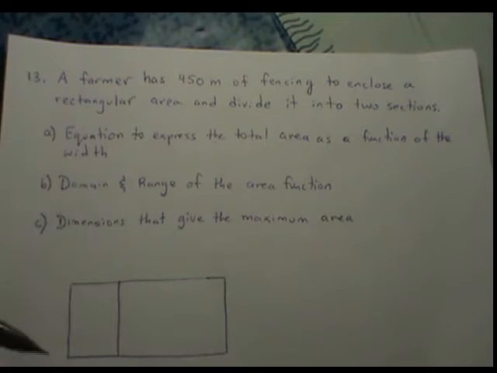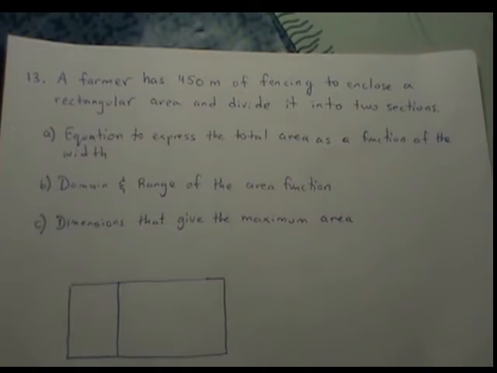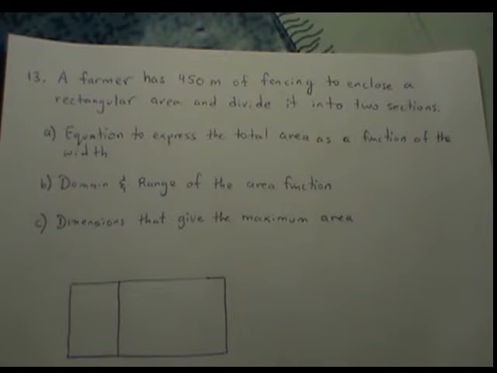this. And then divide that into two sections. So, like that. And then for part A, we're asked to find the equation to express the total area as a function of the width. For part B, we have to find the domain and range of the area function that we made in part A. And then for part C, we have to find the dimensions that will give us the maximum area. Okay, so let's get started.